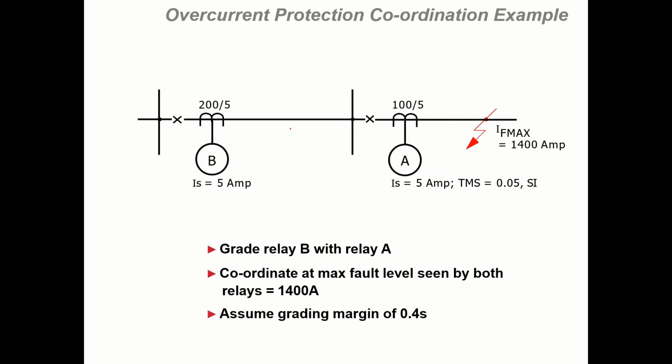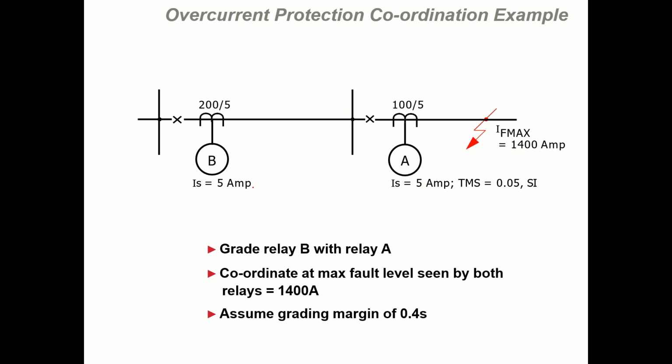So now consider a very simple example. We have a portion of a power system with two buses, bus A and bus B, and we have a relay installed at bus A, relay A, and a relay B here, with a CT of 200 by 5 here and 100 by 5 here. We have a maximum fault current at this location of 1400 ampere. Relay A is set at 500 ampere, and so is relay B. The TMS of relay A is 0.05 with characteristic SI. We have to coordinate relay B with this relay A.